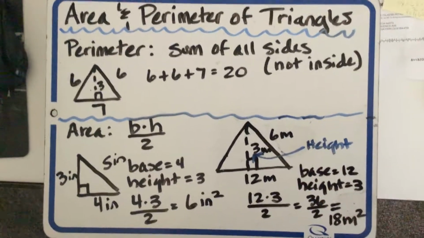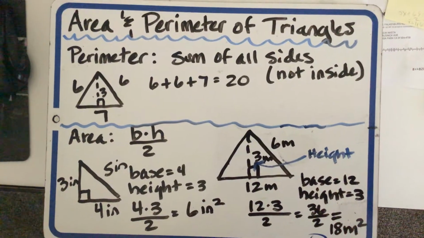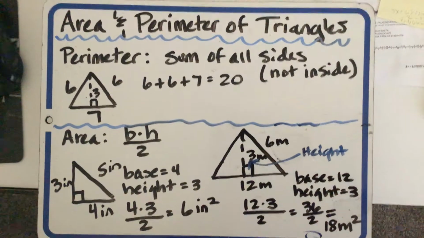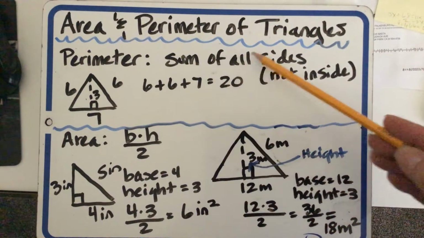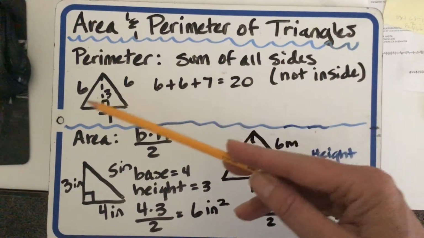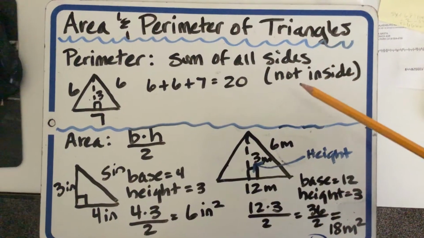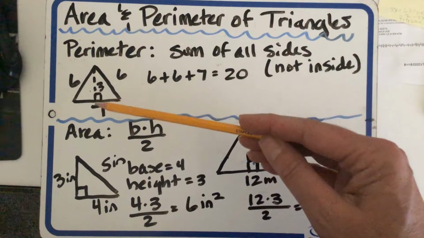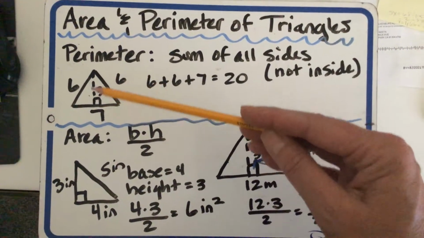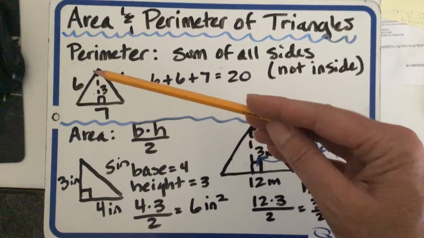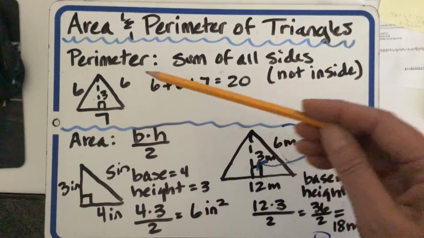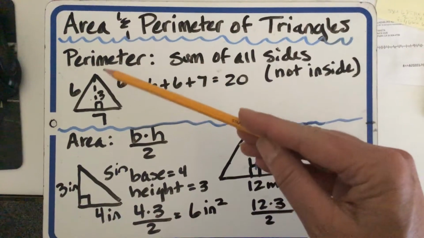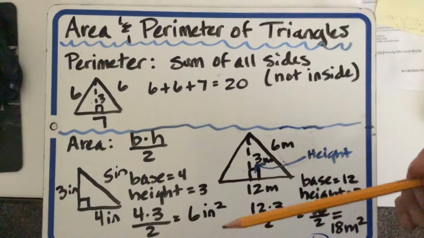Today we're going to talk about area and perimeter of triangles. Perimeter, remember, is the sum of all sides. And when we're looking at a triangle, it's important that we do not include the inside, because what you're going to see here is a line, which is called the altitude, which represents how tall the triangle really is. So when we're talking about perimeter, we're only looking at the outside measures.